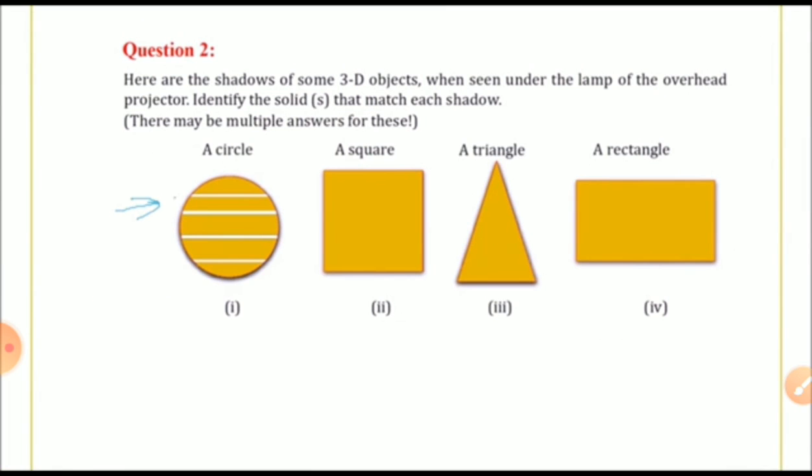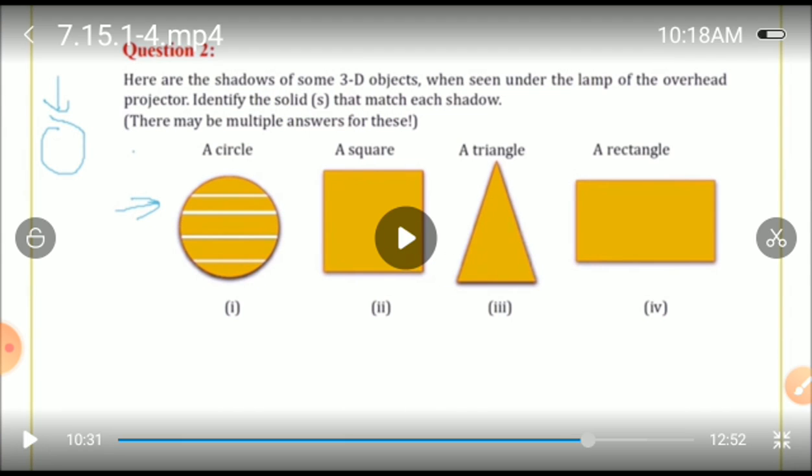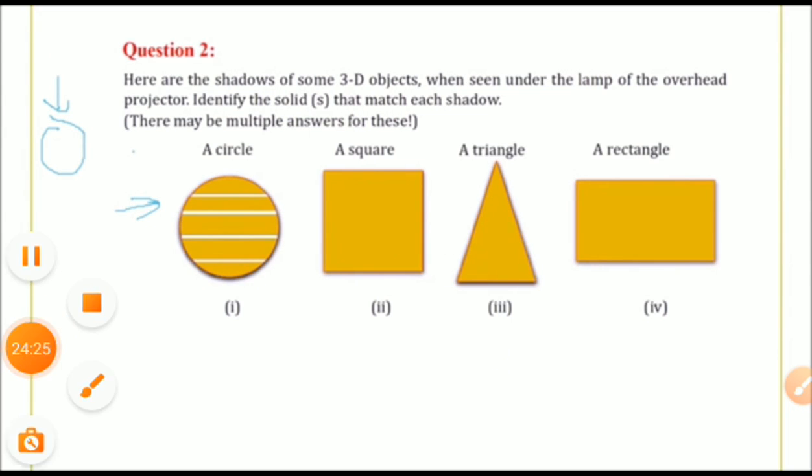Here are the shadows of some 3D objects when seen under the lamp of the overhead projector. Identify the solids that match each shadow. There may be multiple answers for these. Students, be careful. Here you have different answers. Don't stick to one particular answer. You can see a circle, a square, a triangle and a rectangle.